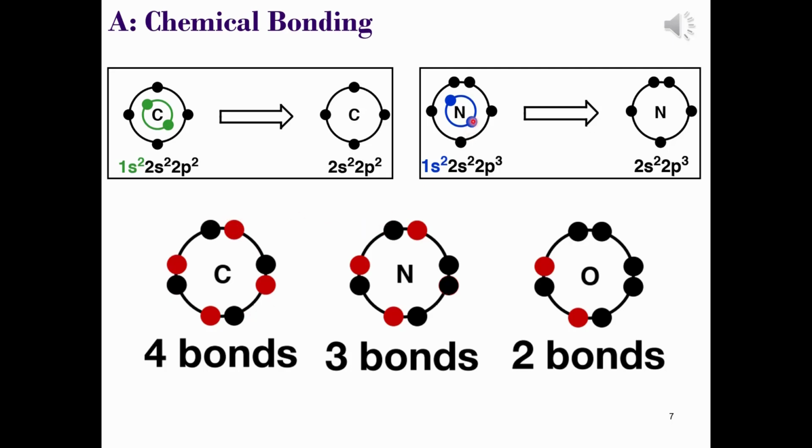Nitrogen does exactly the same thing. Nitrogen has 5 electrons in its valence shell, and so therefore only needs 3 bonds in order for it to become an octet, whereas oxygen starts with 6 valence electrons and so therefore only forms 2 bonds.